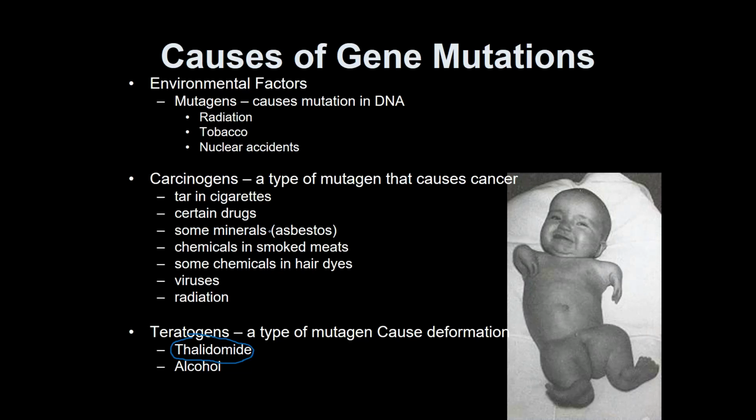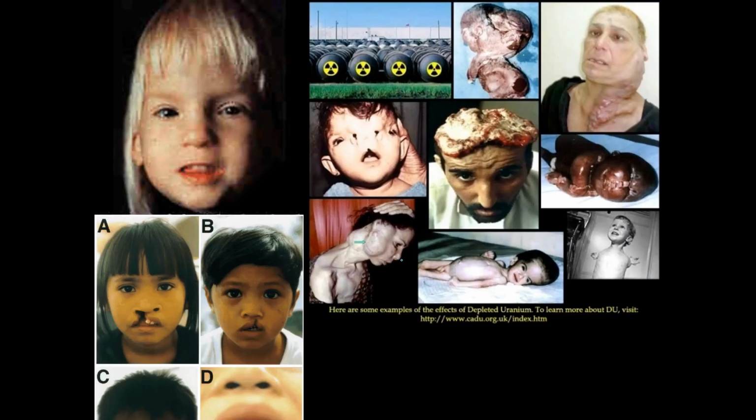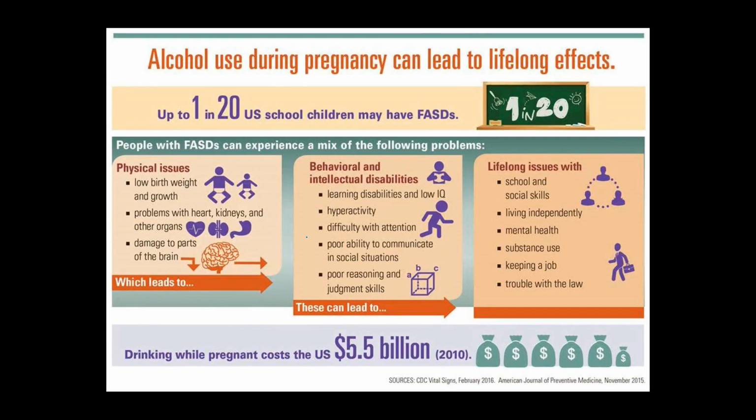Some other mutations can cause cancer as well, so tar in cigarettes, drugs, asbestos, all these different things have been found to cause cancer because they will mutate your genes. So these are just some pictures as well. Pictures of people like this cute little girl here, and she has a cleft palate. So that is caused by a genetic mutation. These individuals up top here, they were all affected by uranium. So they were affected by that neurological chemical in their environment. Kind of crazy stuff.